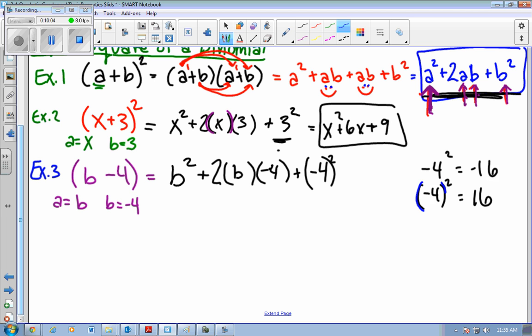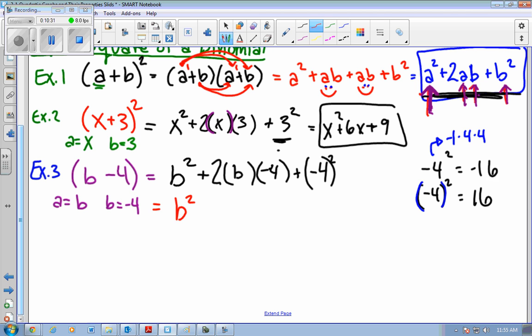Because you're also squaring the negative, right? If you have parentheses, you're squaring -4 times -4. So the negative is being times by negative, which is a positive. Versus this one is technically -1 times 4 times 4, which is -16. So if there's a negative, we make sure we put parentheses to include the negative sign on the squaring.